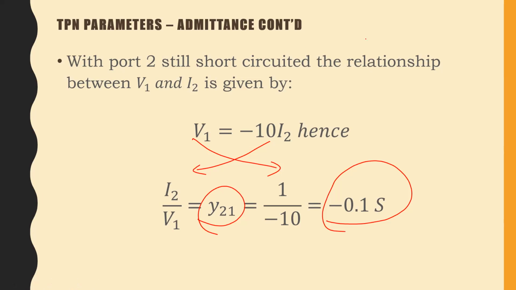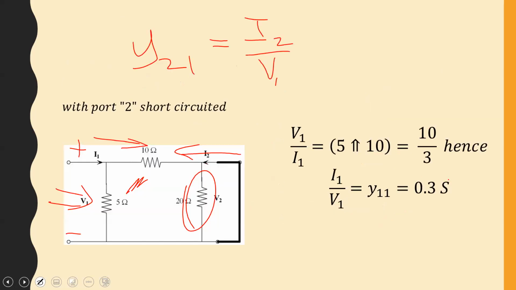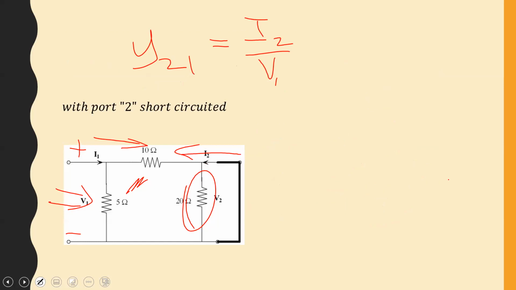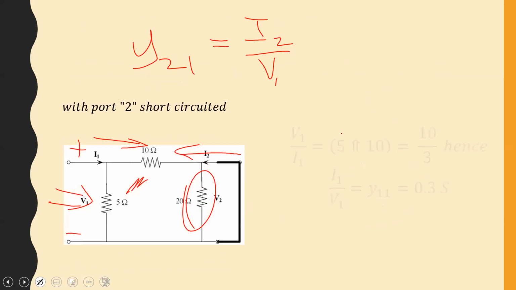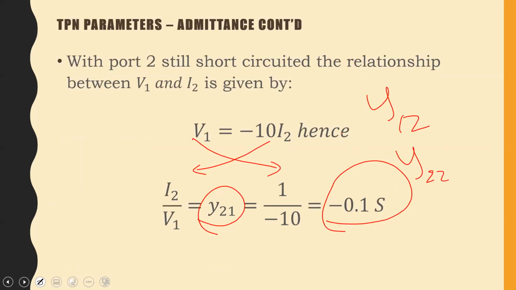So since you understand it, I want you to now find Y12 and Y22. All you're doing, you're now going to short circuit port 1 and then find the relationships looking here. So go ahead for me. Find Y12 and Y22.